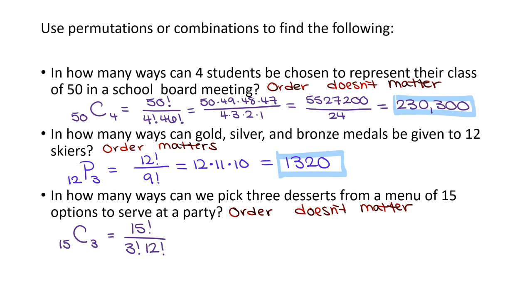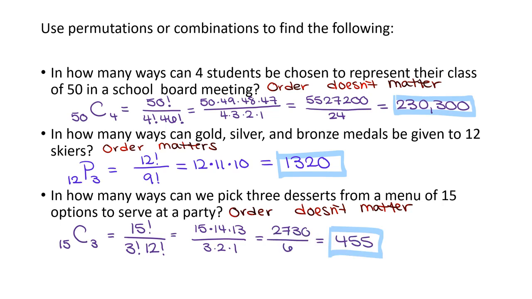So using my combinations formula, I get 15 factorial divided by 3 factorial, and then 15 minus 3 is 12. So there's a 12 factorial in the bottom as well. We cancel the 12 factorial out, and that just leaves me on the top with 15 times 14 times 13. The bottom is 3 times 2 times 1. Put that into my calculator, and I got 455.